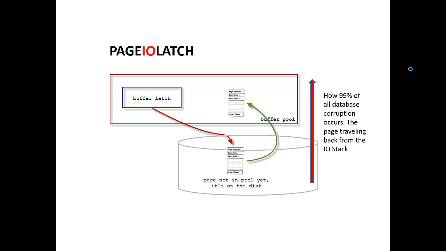And you can see I have another little aside over here. It says, this circular motion of the buffer page I/O latches with the buffer latches taking a page on the disk and then reading it into the pool, that's how 99% of all database corruption occurs. The page traveling from the disk either down through the I/O stack or back up through the I/O stack into the buffer pool. I always thought that was interesting.